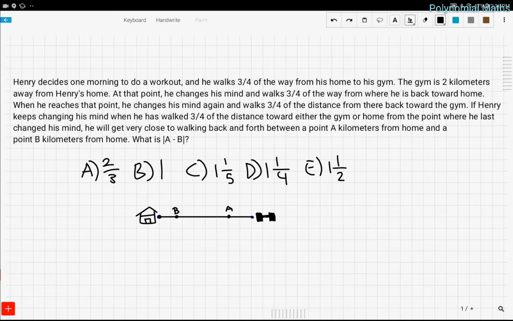If Henry keeps changing his mind when he has walked 3/4 of the distance towards either the gym or home from the point where he last changed his mind, he will get very close to walking back and forth between a point A kilometers from home and a point B kilometers from home. What is the absolute value of A minus B? We are given 5 answer choices: 2/3, 1, 1 1/5, 1 1/4, and 1 1/2.